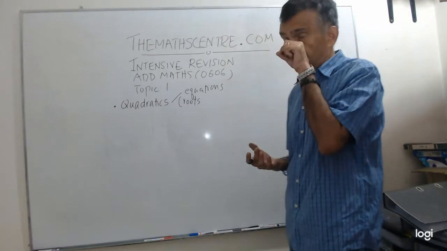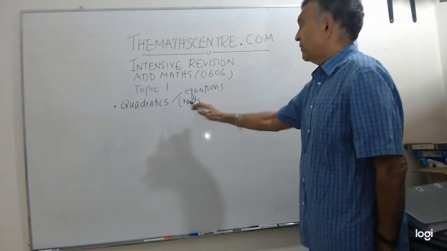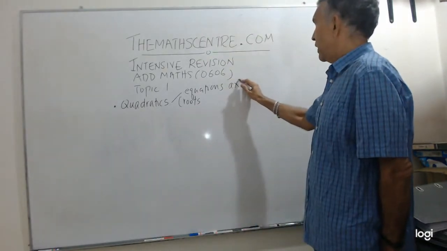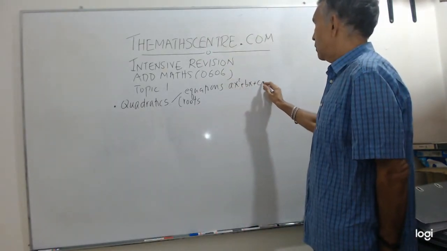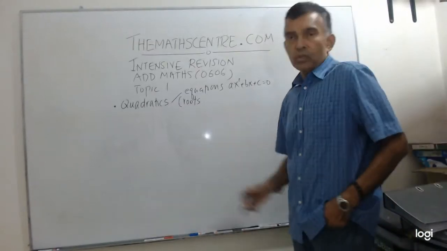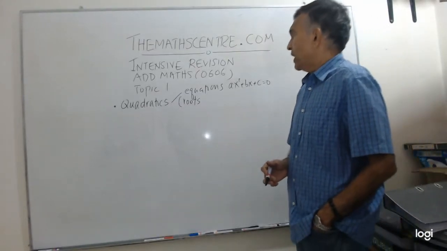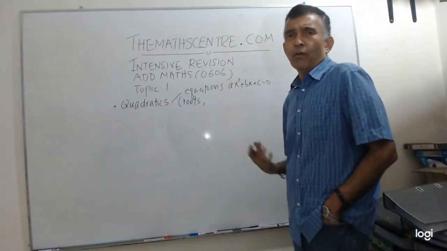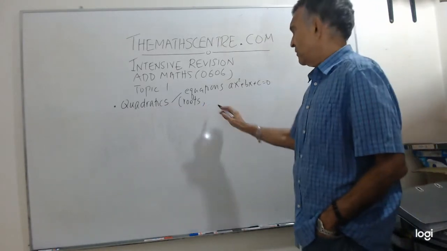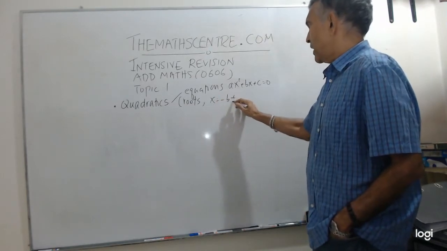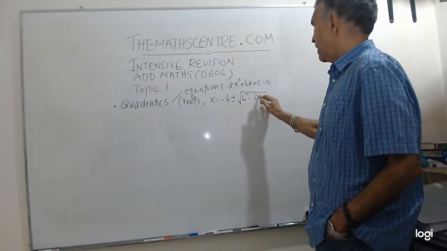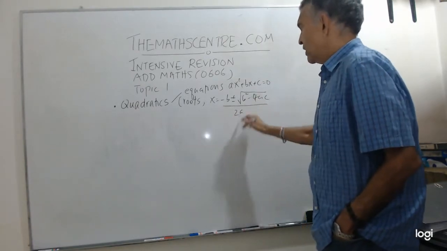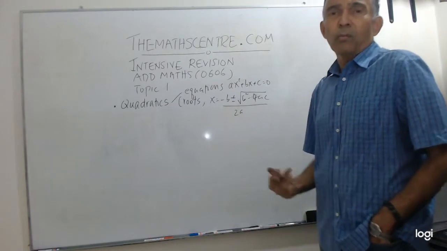Remember, the general form of a quadratic equation is ax squared plus bx plus c equal to 0. So we'll talk about the roots of equations, and maybe very quickly the formula that you have on your formula sheet: x equals minus b plus or minus square root of b squared minus 4ac, over 2a. This is the formula that you see in your formula sheet.